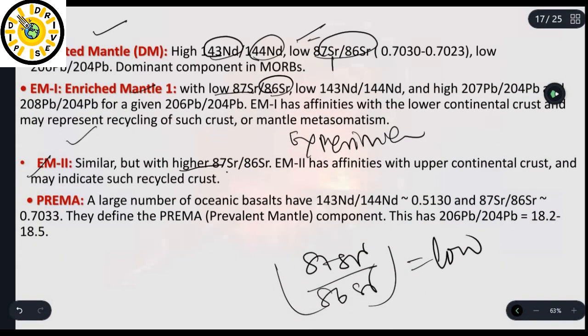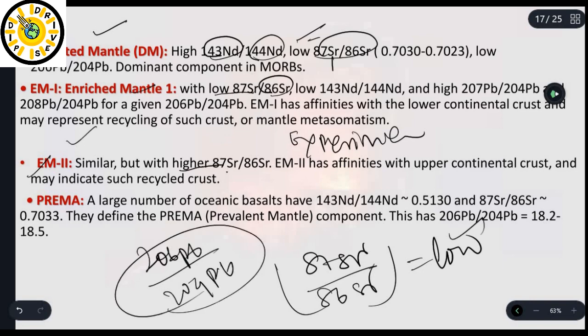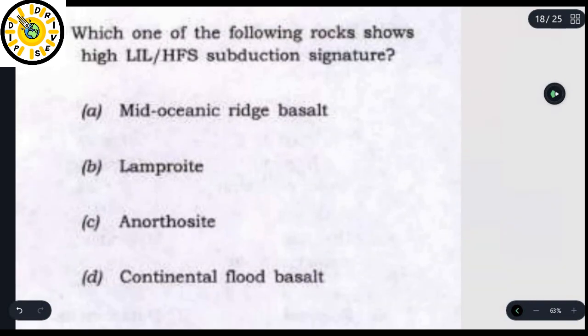Okay, enriched mantle 2 and the prevalent mantle model. It depends not only on the 143Nd/144Nd ratio, it also depends upon the Pb ratio, so 206Pb/204Pb. The prevalent mantle component will be there. Okay, let's go to the last question. So this is the last question.